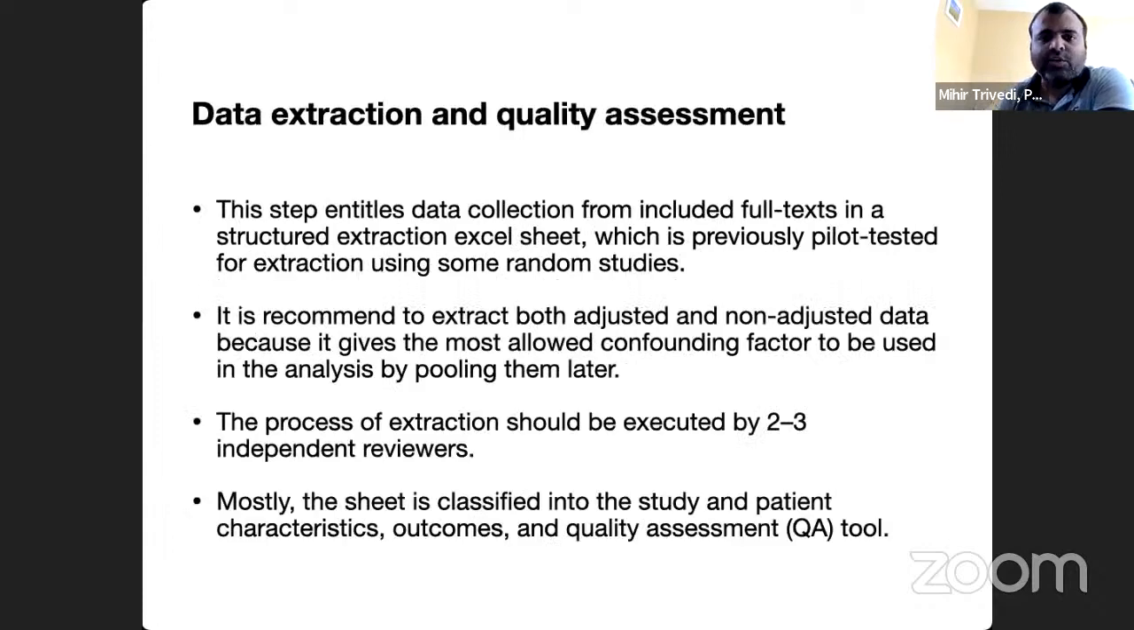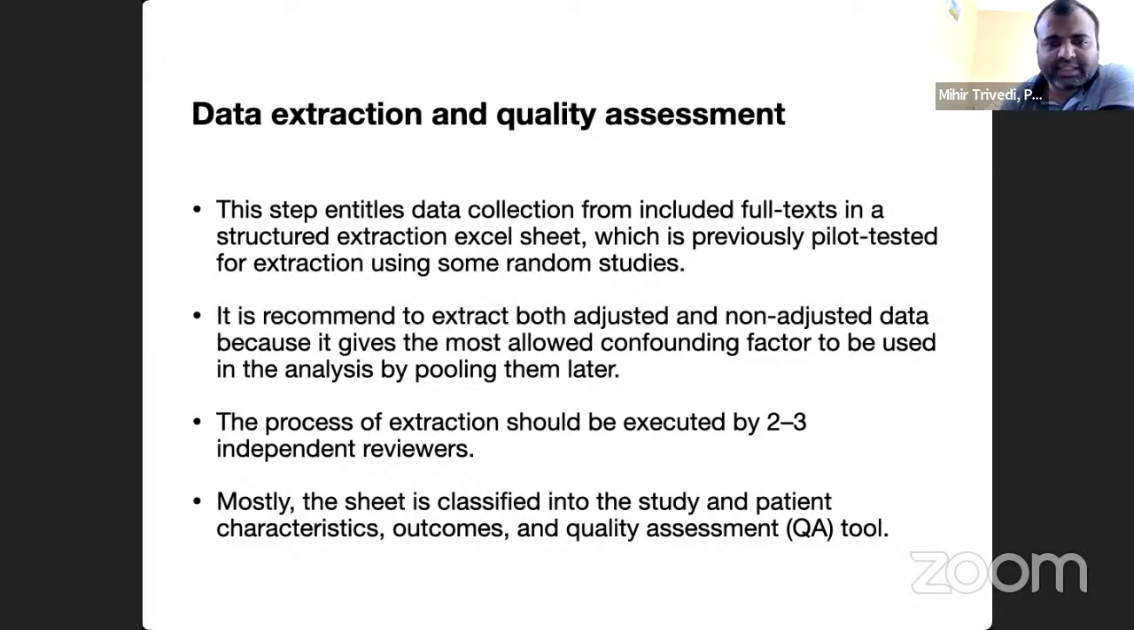Data extraction and quality assessment. These steps entail data collection from included full texts in a structured extraction Excel sheet, which is previously pilot tested for extraction using some random studies. It is recommended to extract both adjusted and non-adjusted data because it allows the most confounding factors to be used in the analysis by pooling them later.